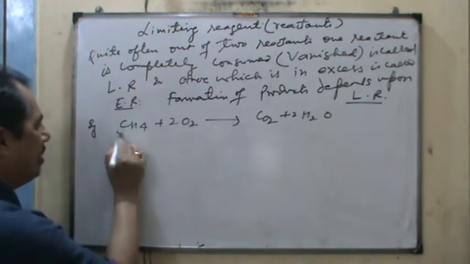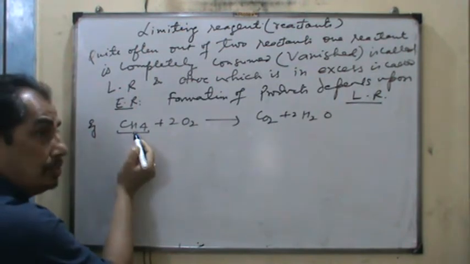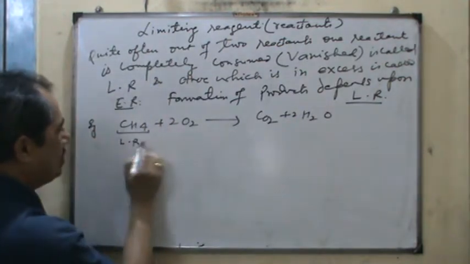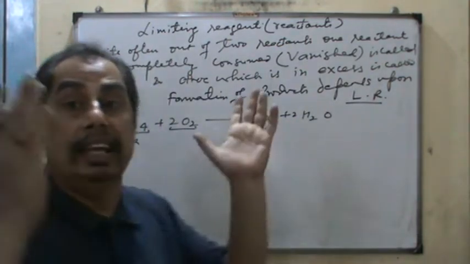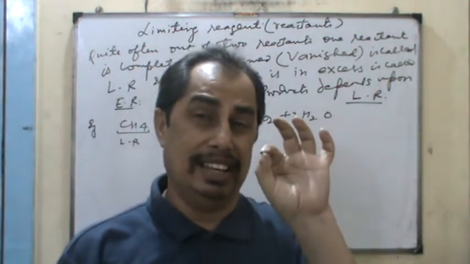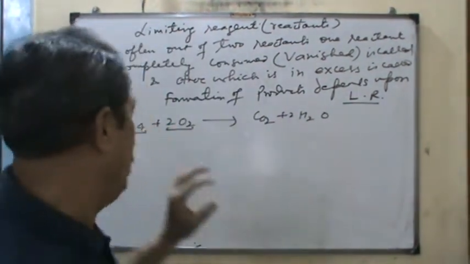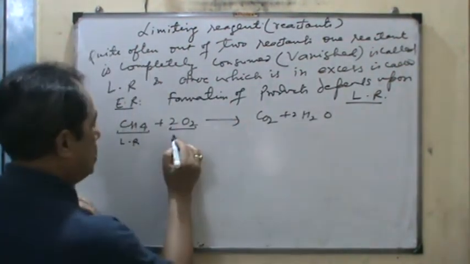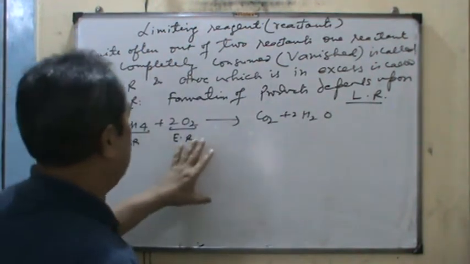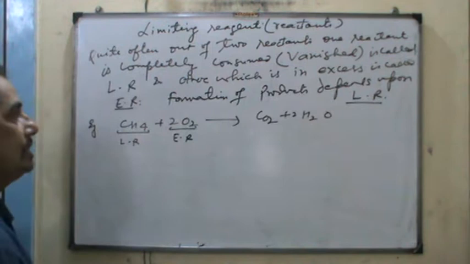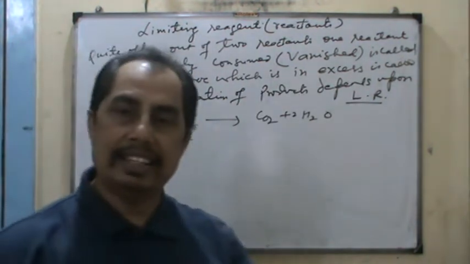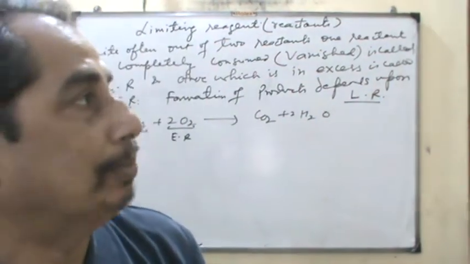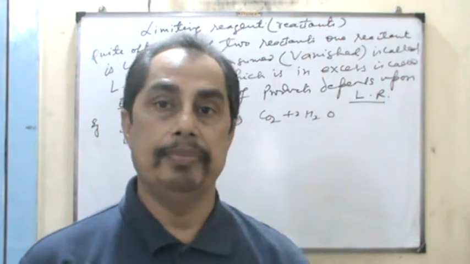It is the methane which is completely consumed or vanished to form the product, so it is the limiting reagent, and the air, obviously, is in excess because the solute is always in the lesser quantity. Methane acts as a solute and air acts as a solvent. So theoretically, this is the excess reagent, and the formation of product depends upon the limiting reagent. Out of the two reactants, one reactant is supposed to be completely consumed.